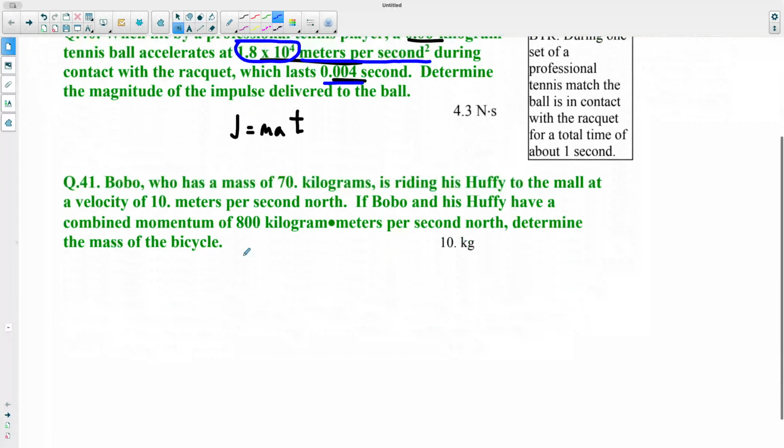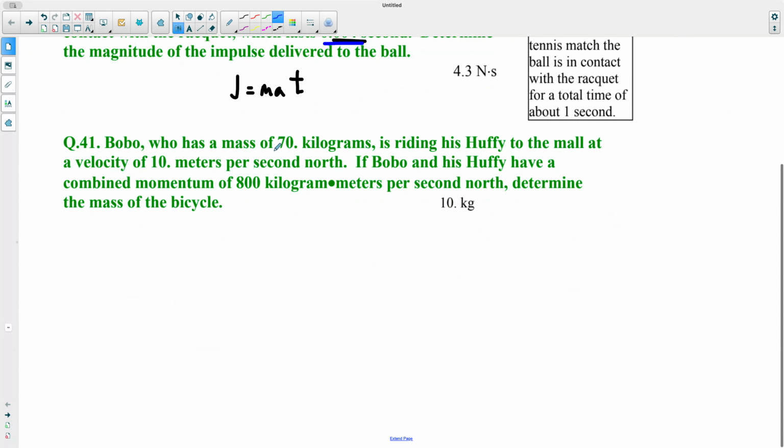Last question right here. Bobo. You know, sometimes they throw a trick question at you. It's not really a trick, but they want to catch you slipping. Here's the mass of Bobo. I'll put a little MB. He's riding his Huffy. That's a bike, by the way. And yes, the bike also has a mass. I'll put MH. Huffy is an old brand of bike.